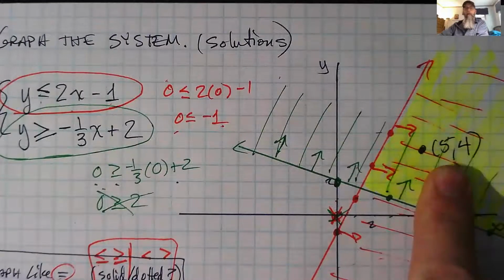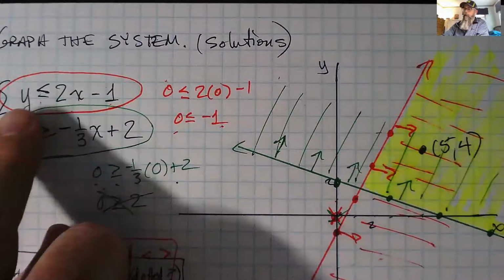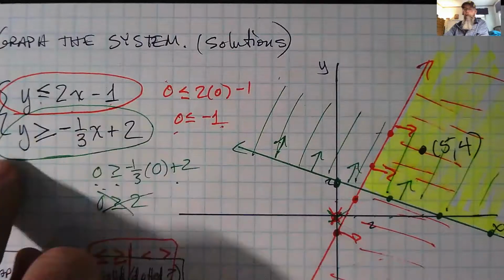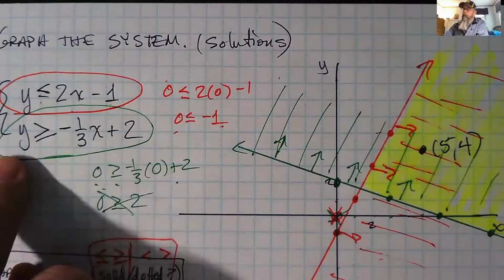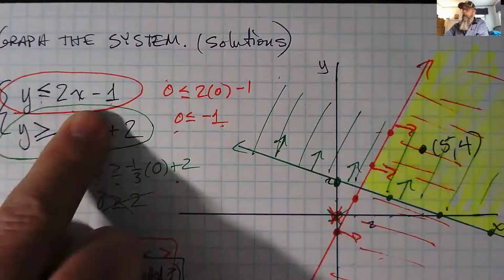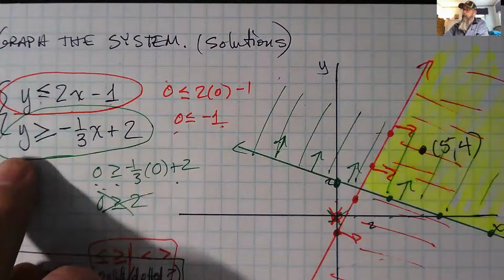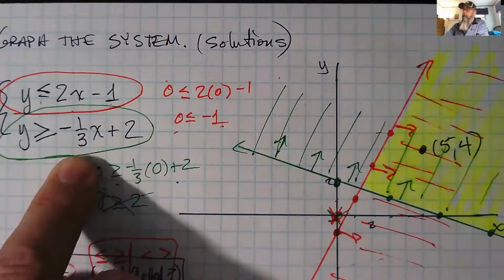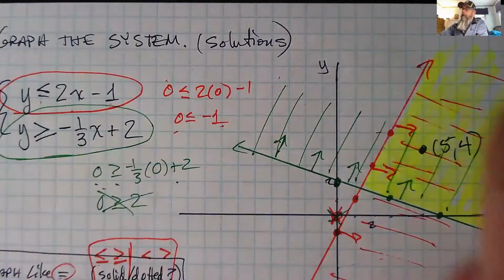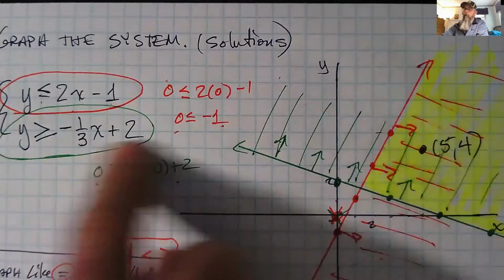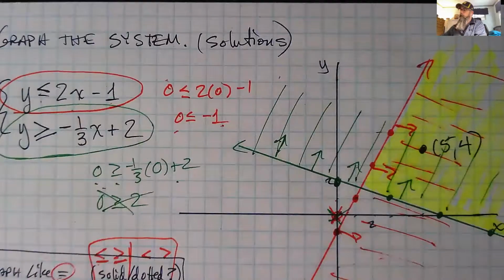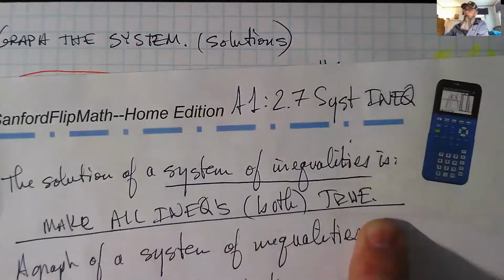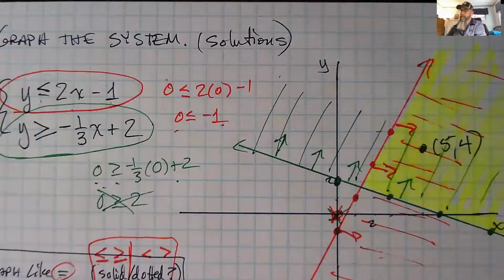If I put 5, 4 in here, 4 is less than 2 times 5 minus 1, it's going to work. I had them backwards. If I do the y value, 4 is greater than negative 1/3 times 5 plus 2. That's going to be true. Anything in this shaded region will make both of these true, therefore fulfilling that first definition. It has to make both of those inequalities true. It has to make both of them true.